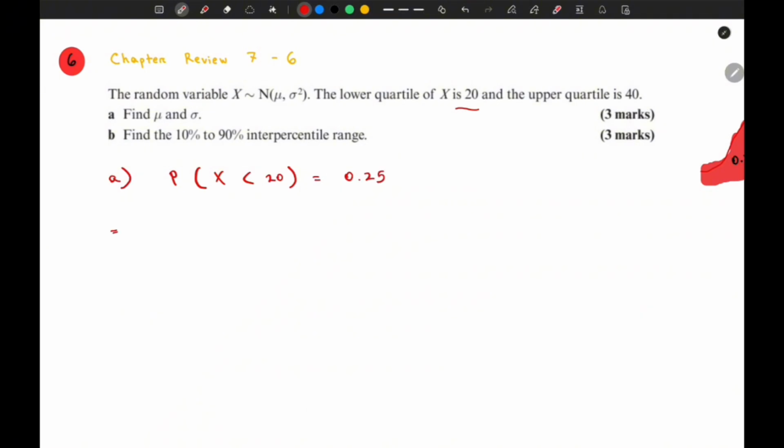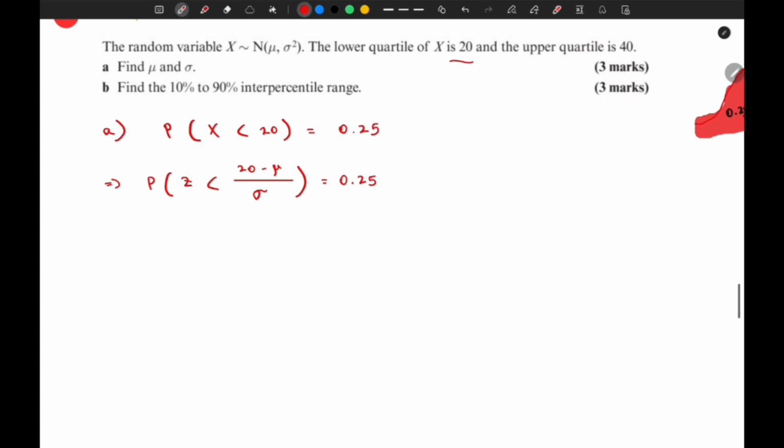And the first thing we need to do is convert this value of x into z. So we can say that z is less than 20 minus mean over the standard deviation is equals to 0.25. Now as you can see, this constant value is less than 0.5, which is a problem. So the step was to subtract 1 from it. So we will get negative 0.75. Now as you can see, the probability cannot be negative, so we can move this negative sign to the left hand side of the equation. Alright, so now we know that the probability is 0.75.